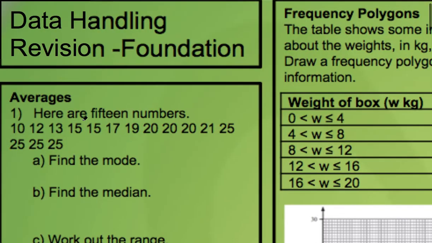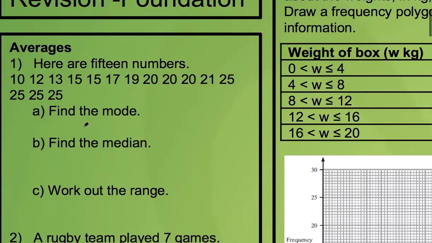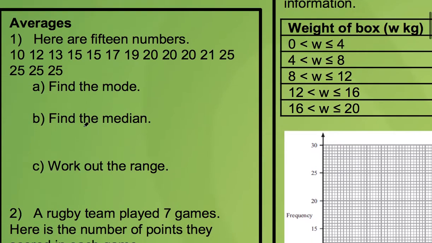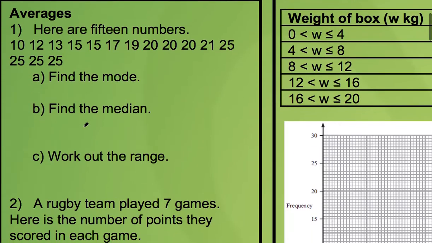So, data handling revision. First question is on averages. Here are 15 numbers. Find the mode, find the median, work out the range. For all of these things, we need to check whether the numbers are presented in order as an ordered list, and these ones are, going up from 10 up to 25.